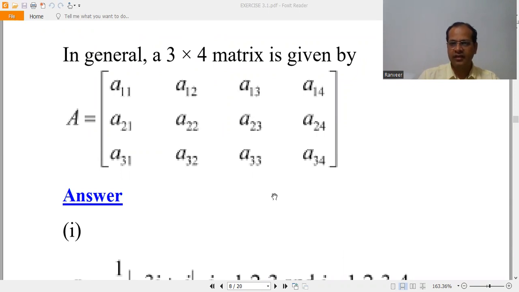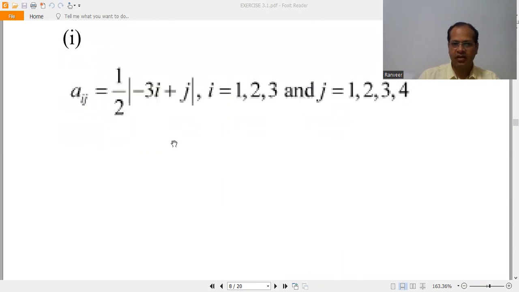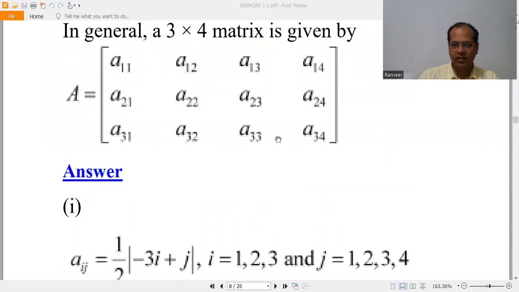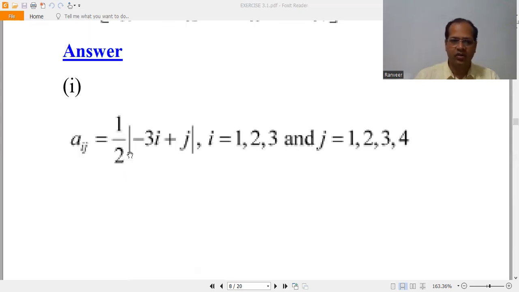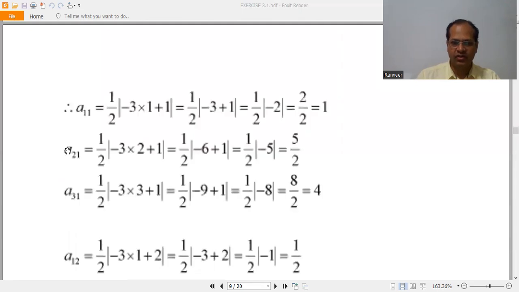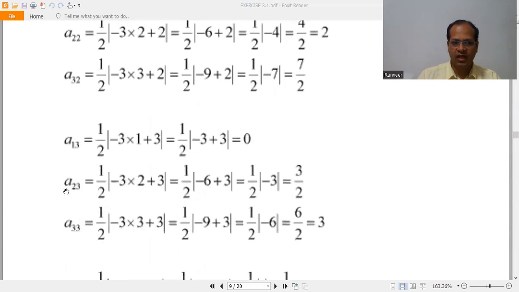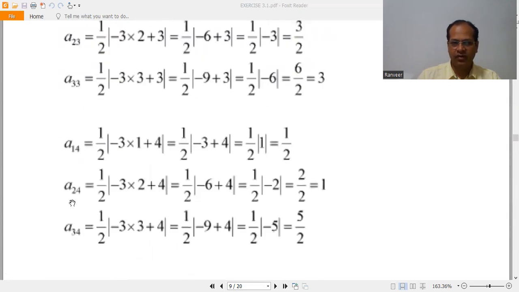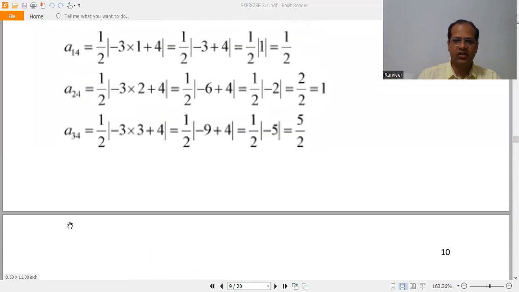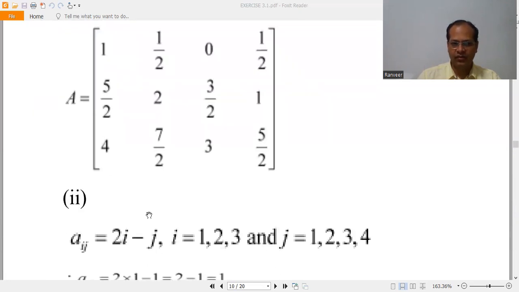This is the way. And just we have to find out for i equal to 1, 2, 3 and j equal to 4 columns are there. So i is nothing but the row, j is nothing but the column. So corresponding value we have to write and substitute. So this is A11, A12, A31, A12, A22, A32, A13, A23, A33, A14, A24, A34. This value easily you can find out and just substitute the value.